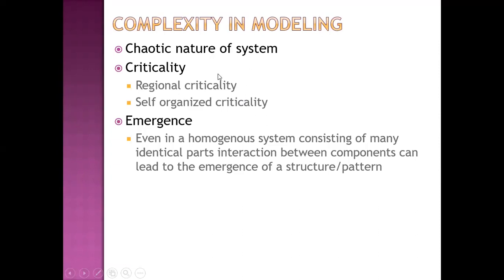Complexity in modeling includes three aspects. One is the chaotic nature of the system. Second is criticality. Criticality is usually regional or local, and it is self-organized criticality. Emergence is one of the important phenomena, and one of the simulation techniques, that is agent-based modeling, involves emergence. So even in a homogeneous system consisting of many identical parts, interaction between components can lead to the emergence of a structure or pattern.